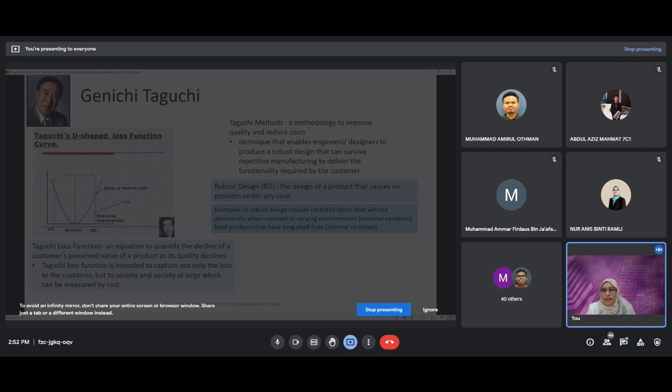Loss function means he developed an equation that quantifies the decline of a customer's perceived value of a product as its quality declines. It means that it can quantify how much customer value is lost when the quality has declined. This is intended to capture not only the loss to the customer, but also to society at large, which can be measured by cost.